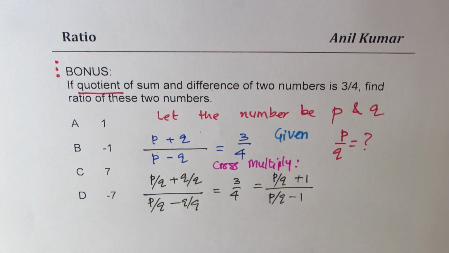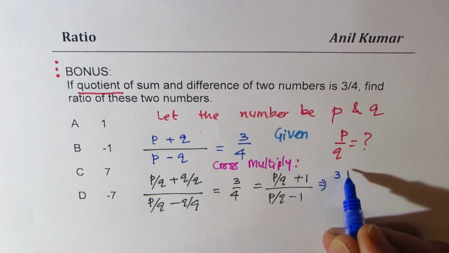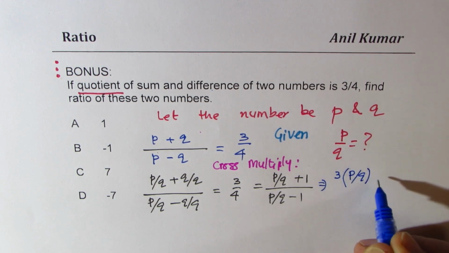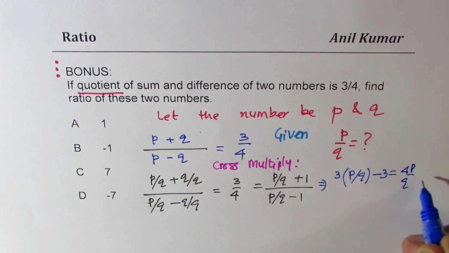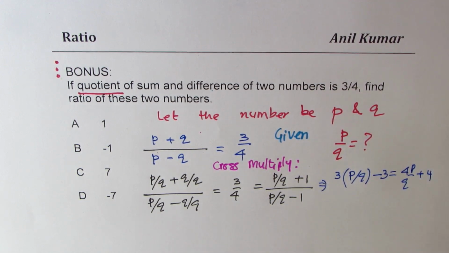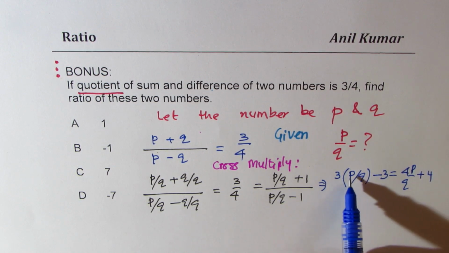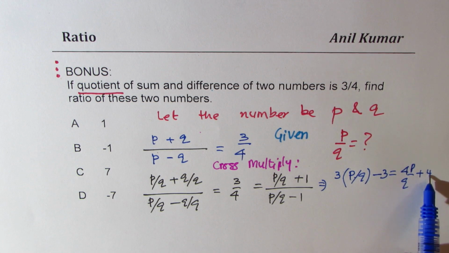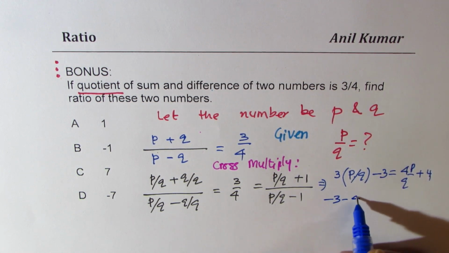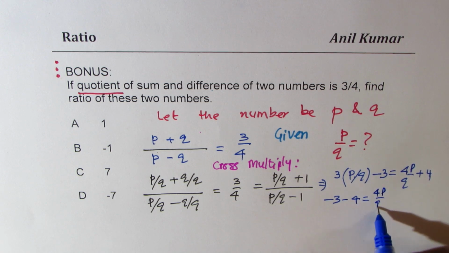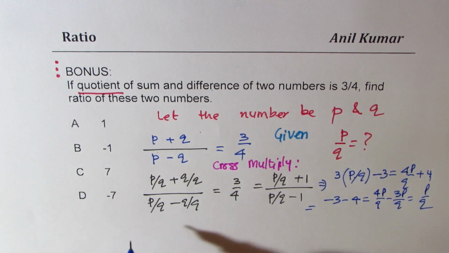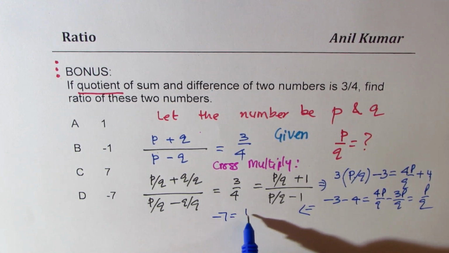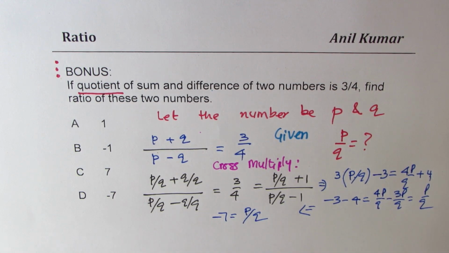So what do you get? If you cross multiply, you get 3 times P over Q minus 3 equals 4 times P over Q plus 4. Now we want P over Q. Let's take this 3 times P over Q to the right side and 4 to the left side. So we get minus 3 minus 4 equals 4 times P over Q minus 3 times P over Q, which is P over Q. So we get our answer, which is minus 7 equals P over Q. Is that clear? So option D is the right option.